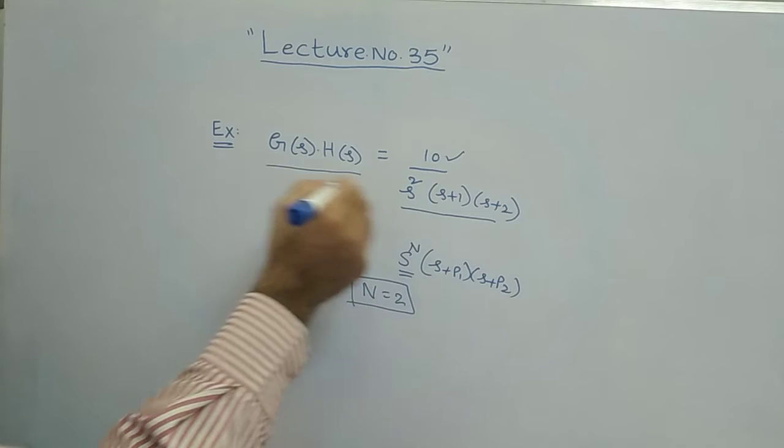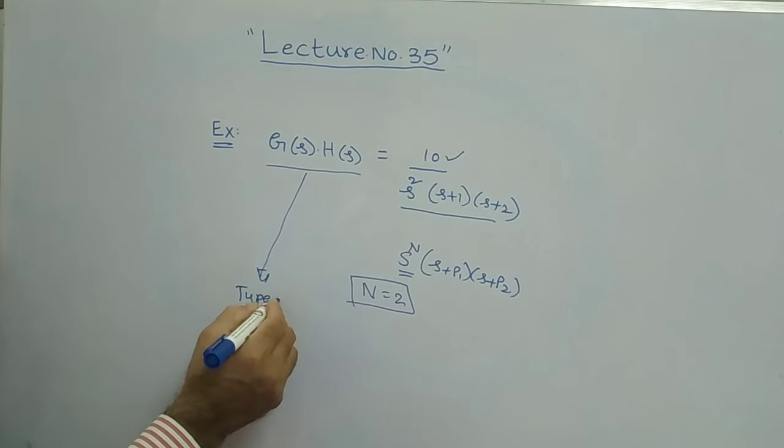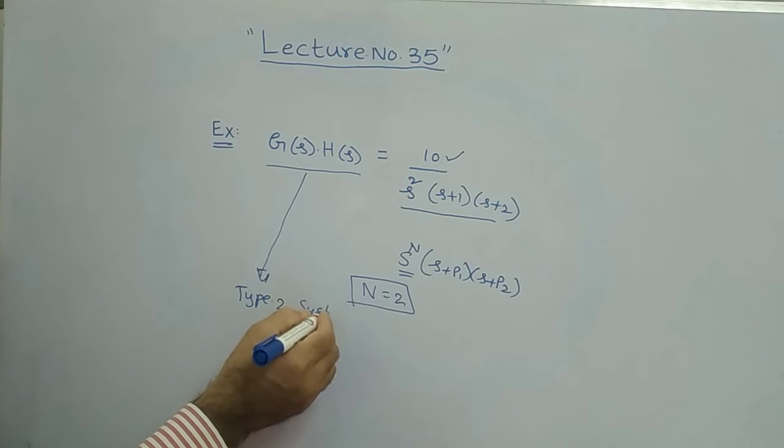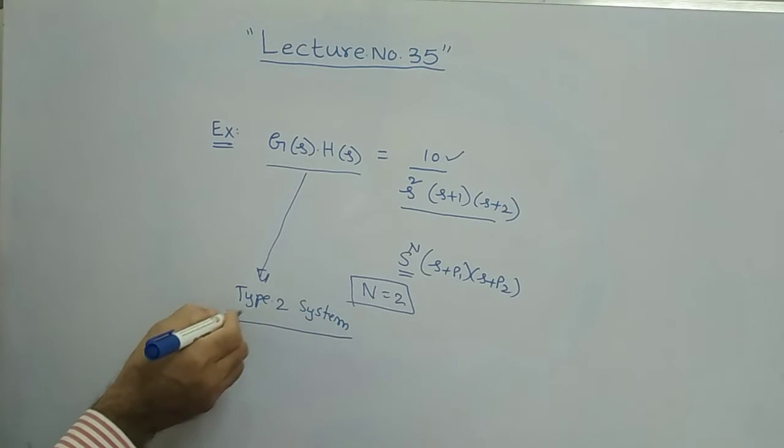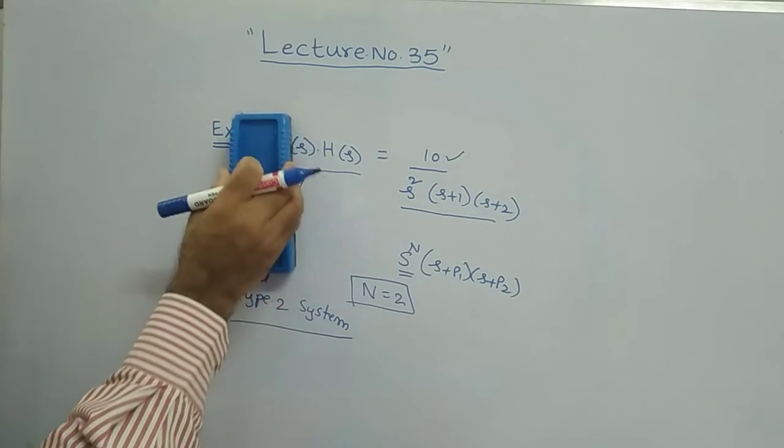So this given transfer function is called a type 2 system. What is a type 2 system? That is, the type number is 2. Likewise, I will explain one more example.